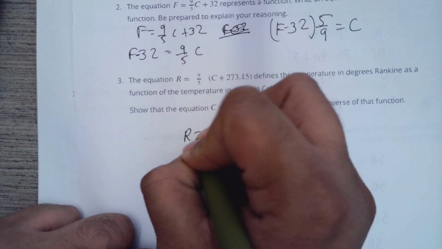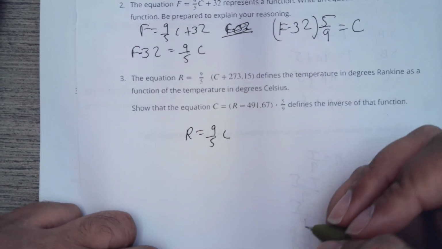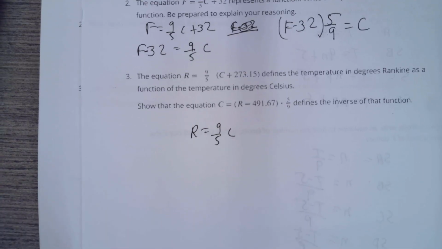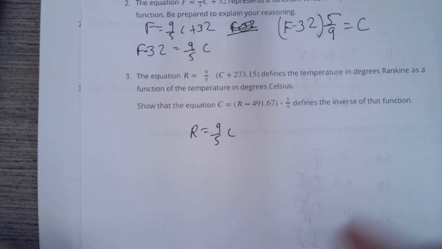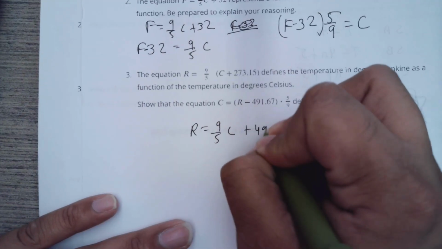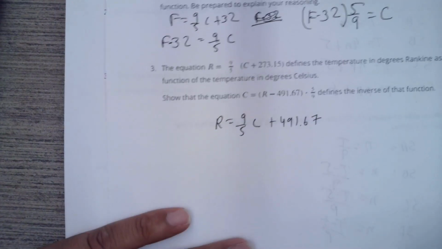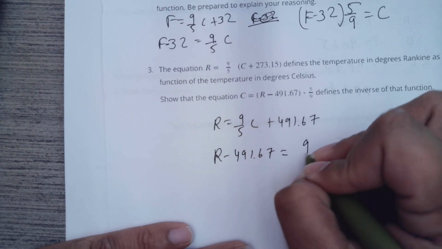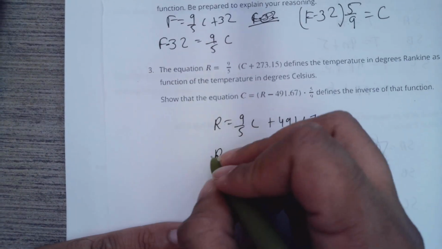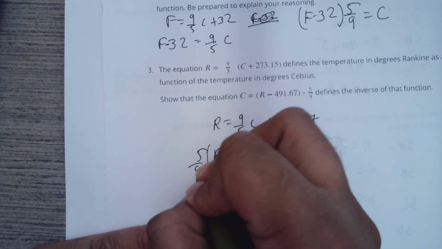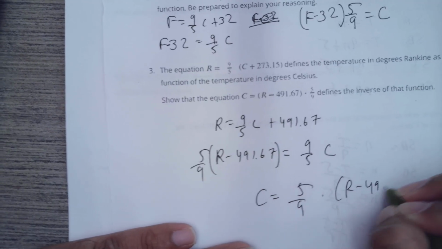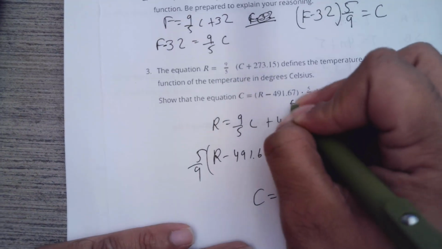Okay, r equals 9/5 c plus 491.67. See, I'm going to distribute the 9/5 first, and when I do that, 273.15 times 9, divided by 5, you get 491.67. Subtract 491.67 first, you get r minus 491.67 equals 9/5 c. Divide by 9/5, and you get 5/9 on the outside. So c equals 5/9 times r minus 491.67, which is the same thing as that.